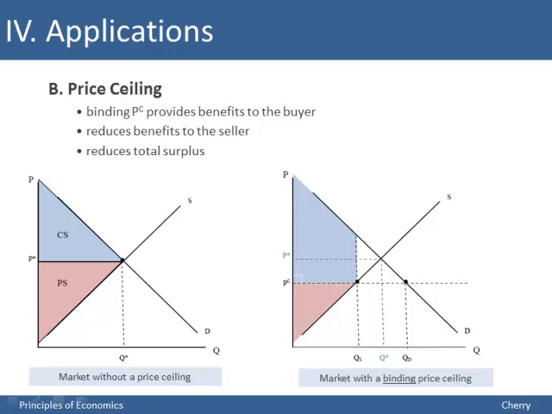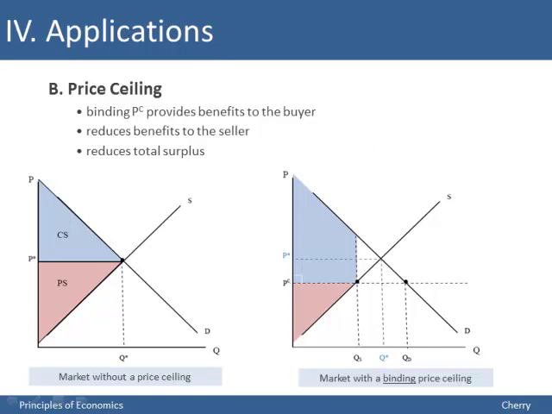Let's look at this graphically. On the left-hand side, that's the market without the price ceiling. And that's what we've seen before, where you have an efficient level of welfare generated. And in this case, the elasticities are similar in the supply side and the demand side of the market, so the consumer and producer surpluses are of similar levels. On the right-hand side, we have the introduction of the binding price ceiling. So it forces the price to be below the market price.